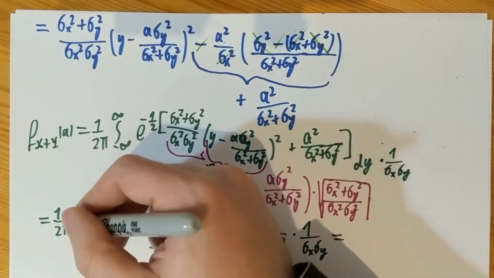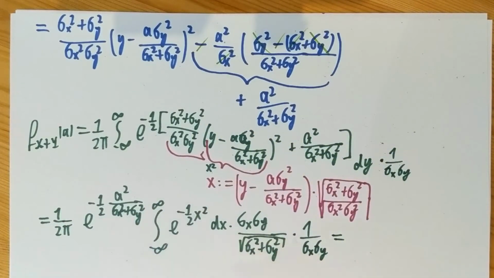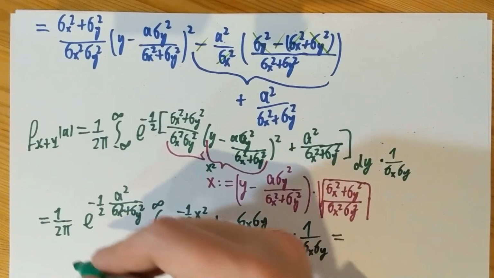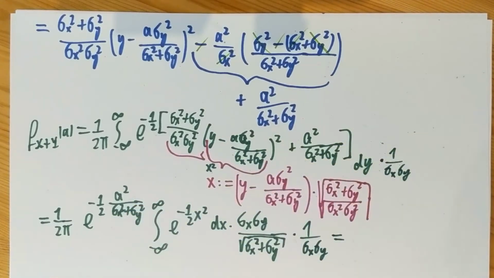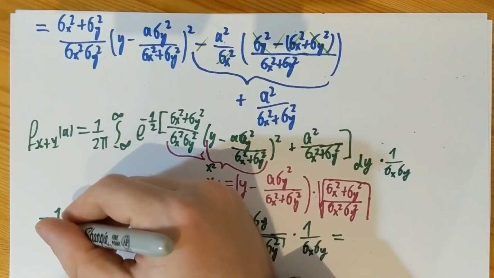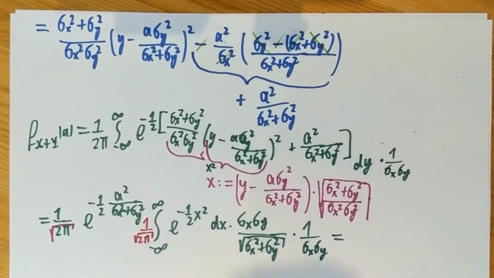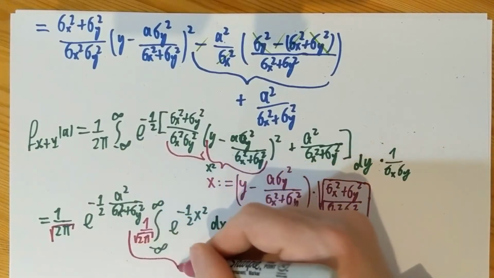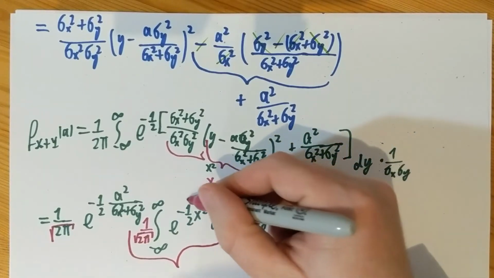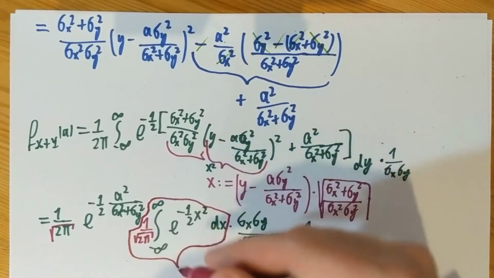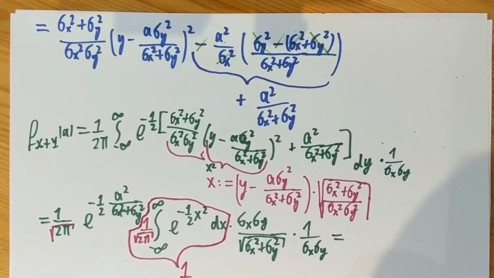So I could redistribute the 1 over 2 pi into a 1 over square root of 2 pi. So I could add here a square root and write another square root of 2 pi there, so that I'm distributing the 2 pi into the square of its square root. And then this integral here is just the integral of the standard normal density, which we proved before is 1.